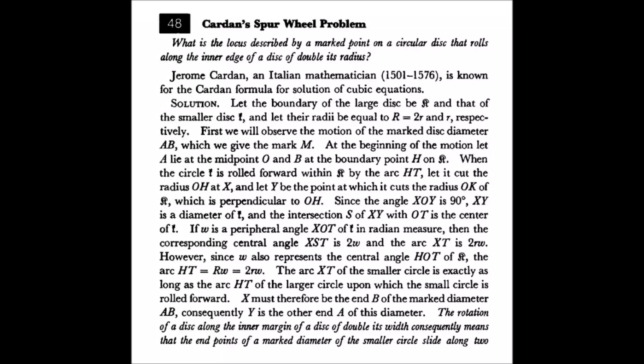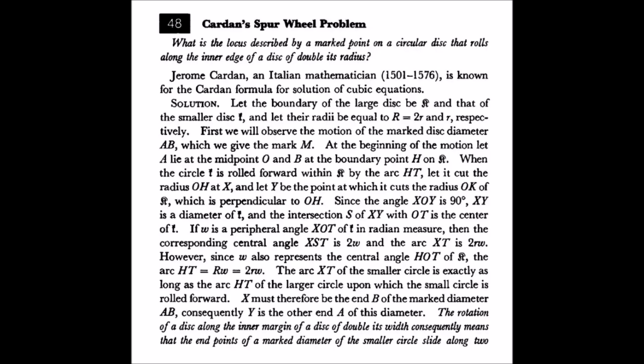Salutations! This is a problem from the 1965 book 100 Great Problems of Elementary Mathematics by Heinrich Dörrie, originally published in 1958 in German under the title Triumph der Mathematik, or in English, The Triumphs of Mathematics. This problem invites us to discover the locus of a marked point on a circular disk that rolls along the inner edge of a disk of double its radius. The term locus in this case refers to the line traced by that point as the disk rolls.